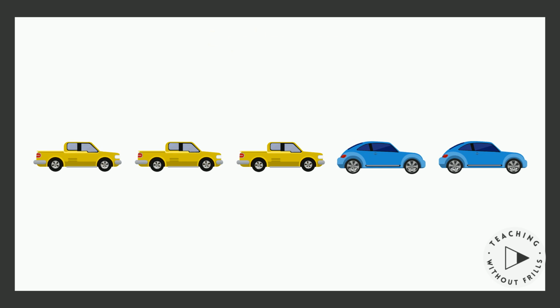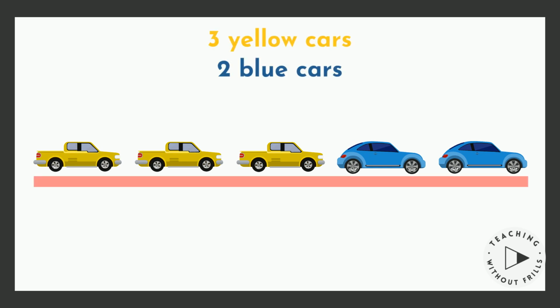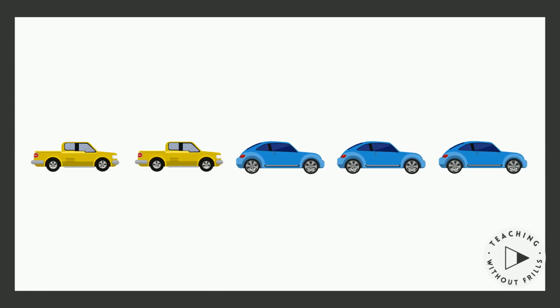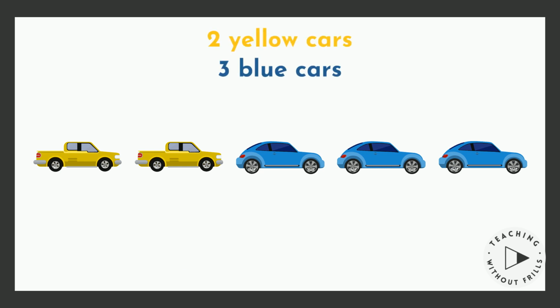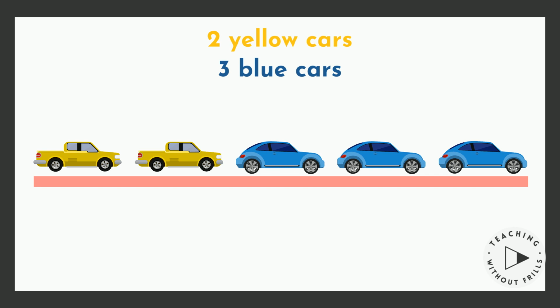What if I play with 2 blue cars? 3 yellow cars and 2 blue cars is 5 cars total. 3 plus 2 equals 5. Or I can flip that around and do 3 blue cars. 2 yellow cars and 3 blue cars is 5 cars in all. 2 plus 3 equals 5.